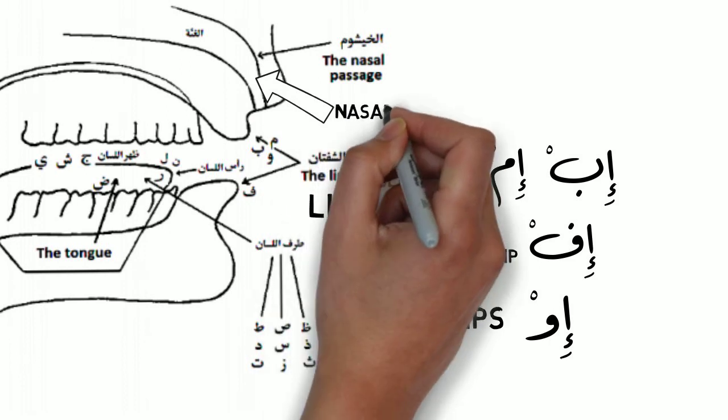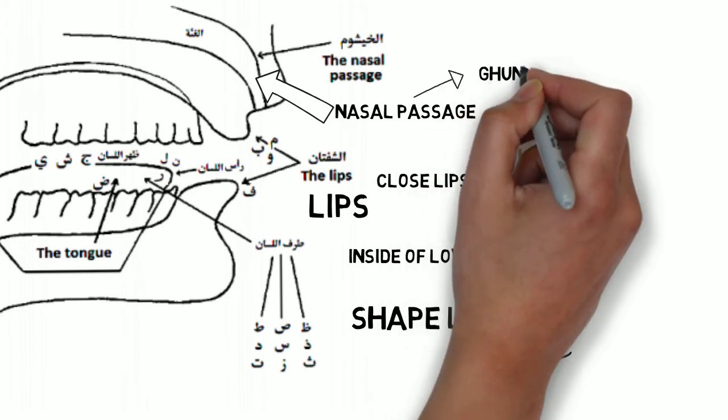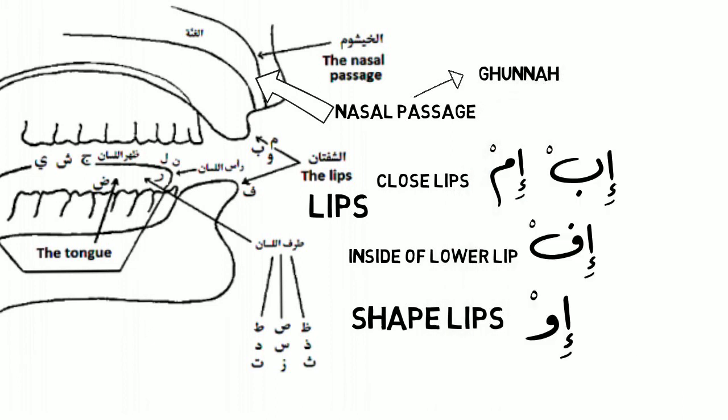And then we have the last makharij, the nasal passage, which is responsible for what we call ghunna. Ghunna will have its own lesson, so we're not going to discuss it in too much detail here.